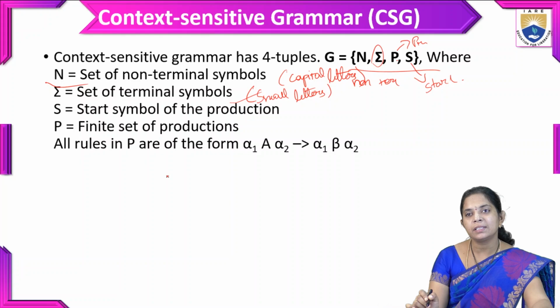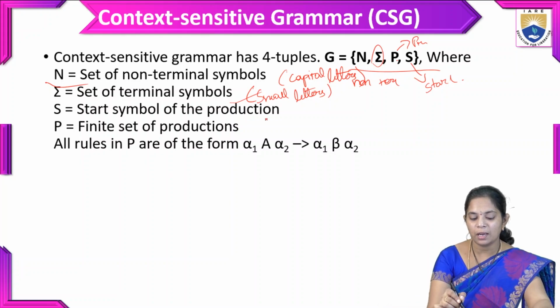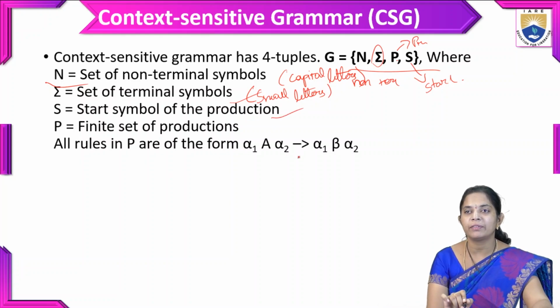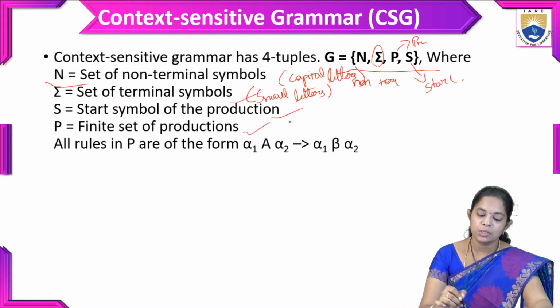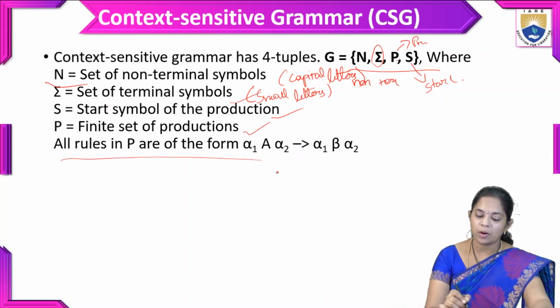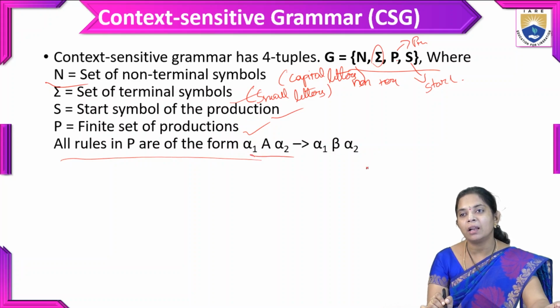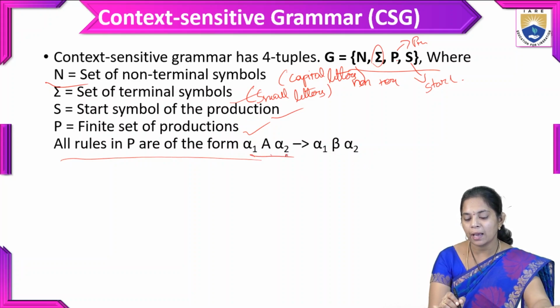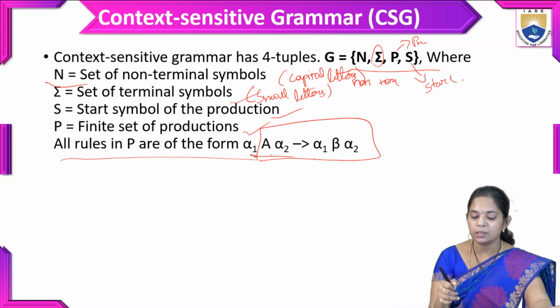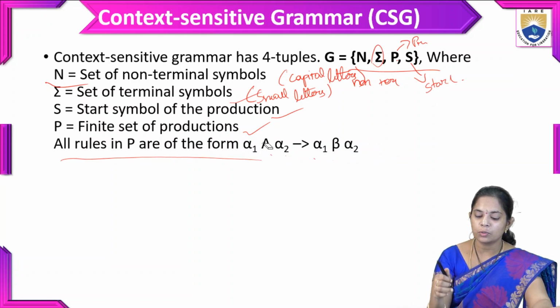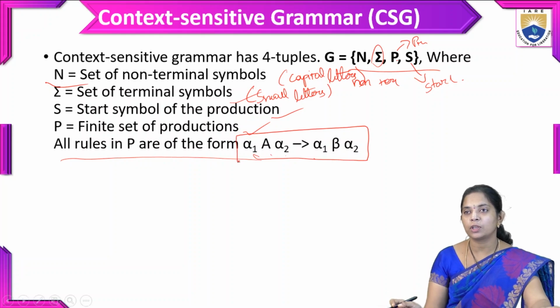And S is nothing but the start symbol, and P is nothing but a finite set of productions. So all the rules in P are of the form alpha1 A alpha2 tends to alpha1 beta alpha2. So this is the production rule formation. So here the production rule is like this.